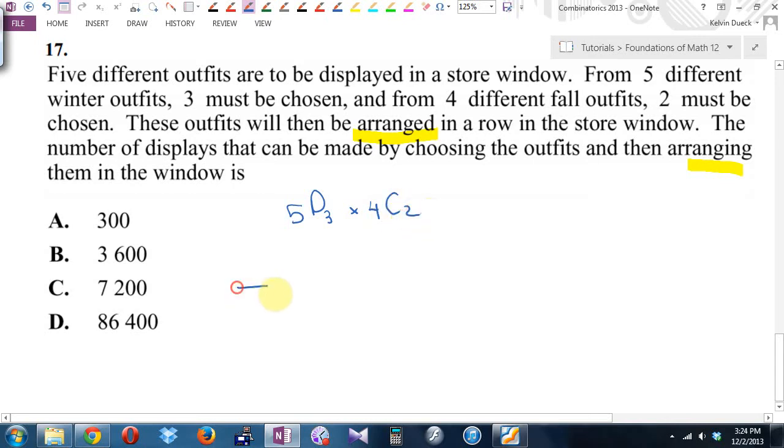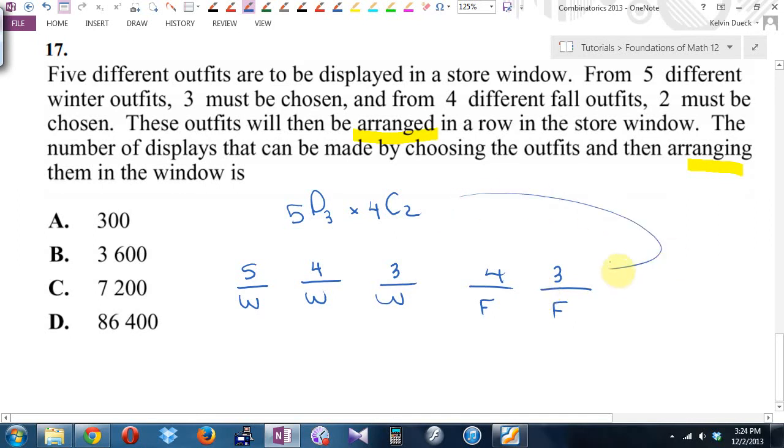See, you could also have done it like this. You could have said, I'm choosing 5 outfits, and it's winter, winter, winter, fall, fall. How many ways do I have to pick a winter outfit? 5, then 4, then 3. How many ways do I have to pick a fall outfit? 4, then 3. These will both give you the same answer. My fallback is drawing a blank. I'm good at that. But this one here, I felt comfortable enough to use the permutation shortcuts.